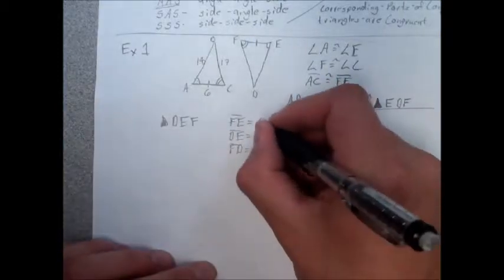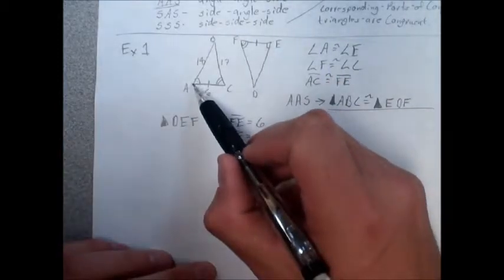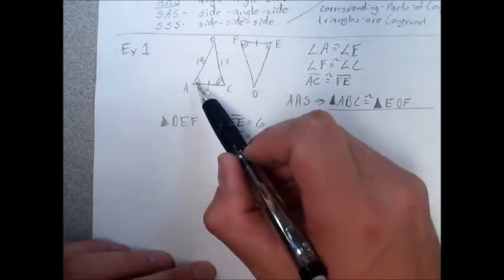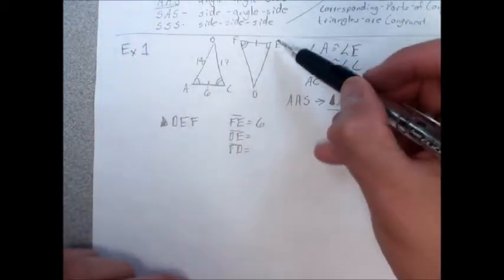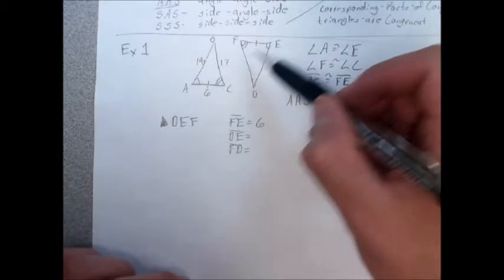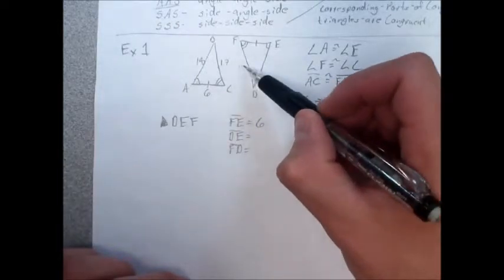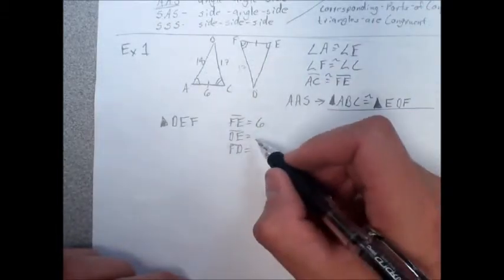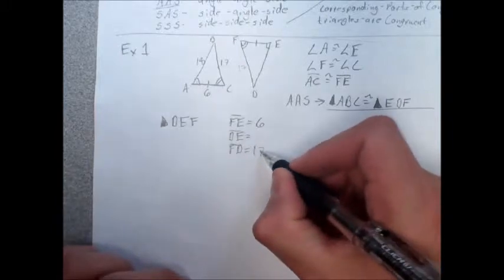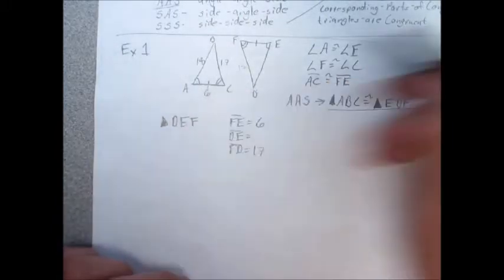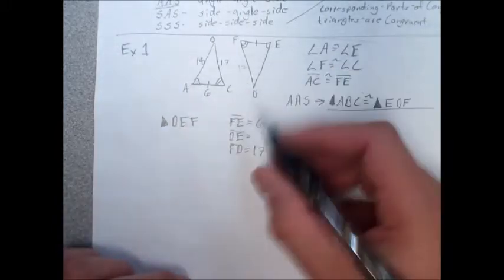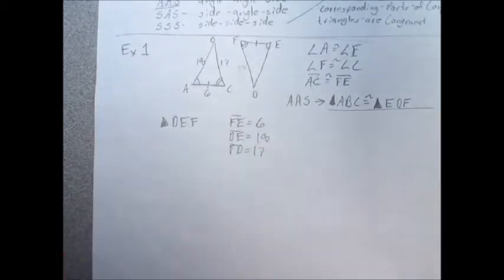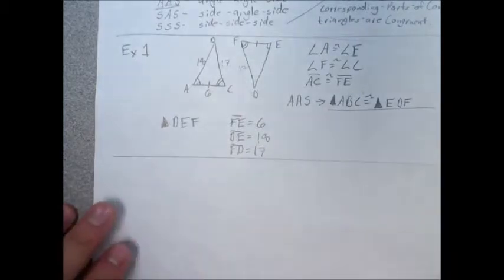That they're equal. So what is the measure of FE? 6. Good. Now looking across from angle A, the one with 1 arc mark is 17. I want to look across from angle E to know that FD is also 17. I'll just write it in. Okay, FD is also 17 because it's across from that angle. And then leaving the other side to have to be 18. It doesn't give us any unit, so we'll just leave it. Questions?